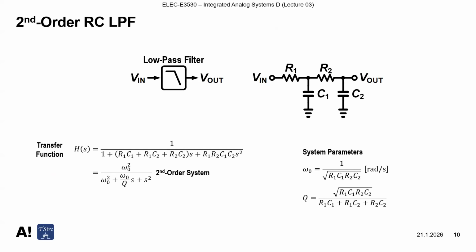So for the feedback theory, we discussed last time a very simple second order RC low pass filter here, with R1C1 and R2C2, and we derived the transfer function like this. And it is in the format of a second order system, right? And the system parameters are given here. Omega 0 is 1 over square root of R1C1R2C2. And Q factor is the square root of R1C1R2C2, the inverse of omega 0 over R1C1 plus R1C2 plus R2C2.